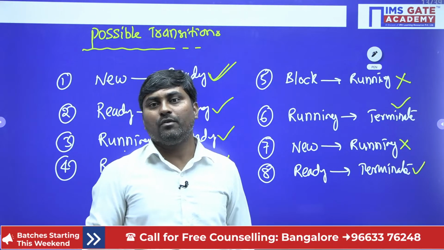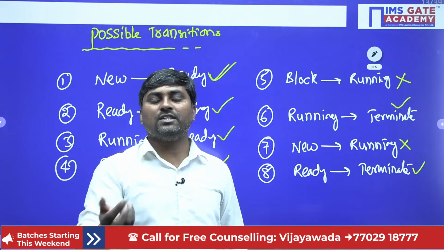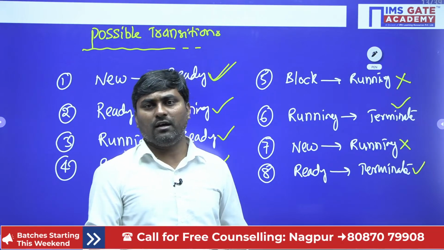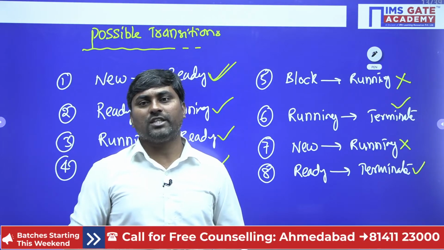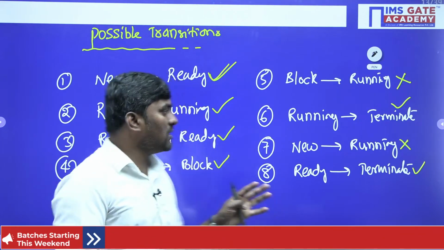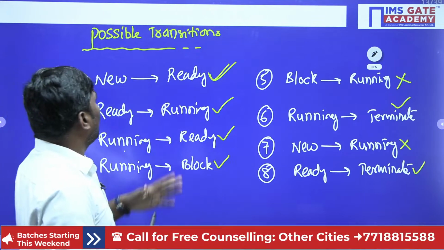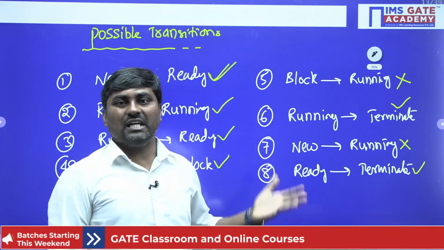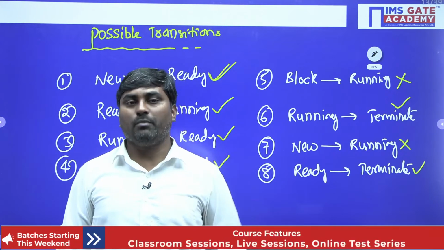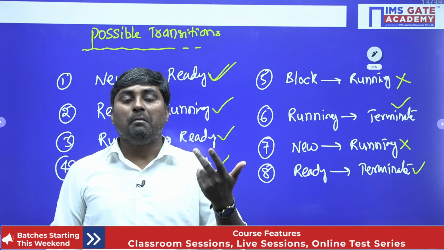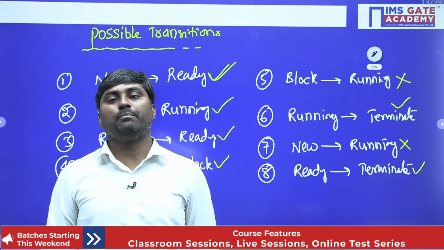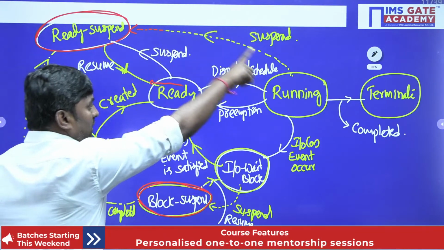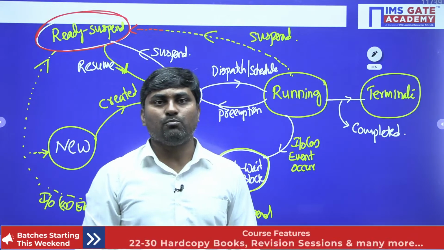From the ready state also a process can be terminated. Let's take an example to understand. A process is there and it creates children. If the child is creating some problem or an error occurs, the parent can terminate the child while it is sitting in the ready state only. Like this, there are many combinations we can observe. In previous year papers, I observed they gave some transitions and asked which of the following transitions are possible. They asked MSQ, multiple select questions, which we can expect in the GATE paper, based on the process transition diagram.